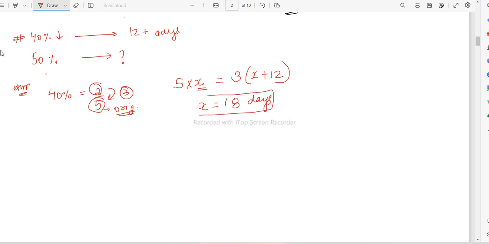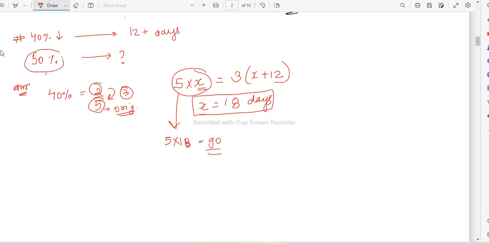First thing, you now know how much he originally used to do. That means if I do 5 into 18, I'll get the original time period, how much time he took in order to complete the task, which is 90. He has taken 90 days.